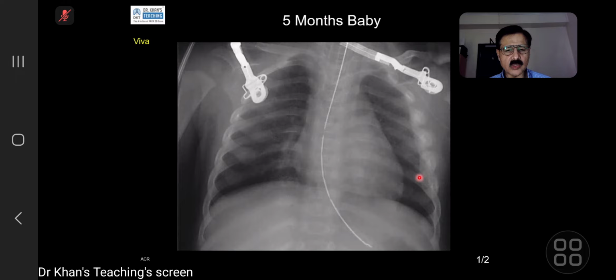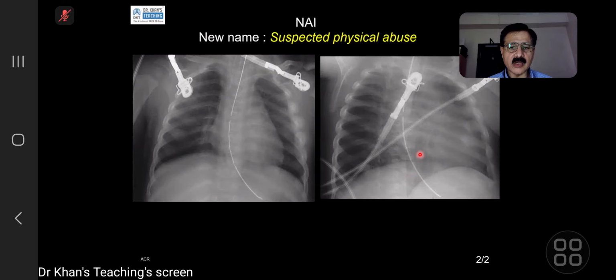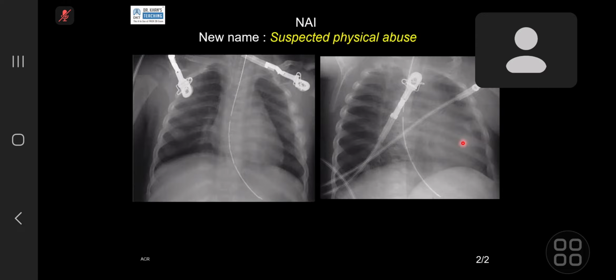Please remember, when you do a skeletal survey for a suspected NAI case, you do obliques also. Obliques is a better view to pick up fractures, and these fractures are confirmed there. And so immediately, once you have confirmed it, it means it is NAI.